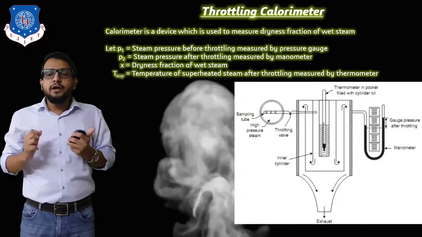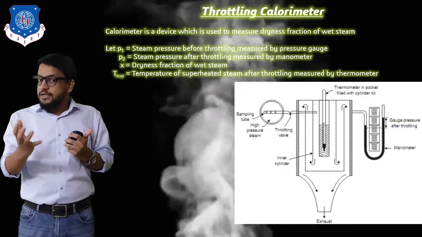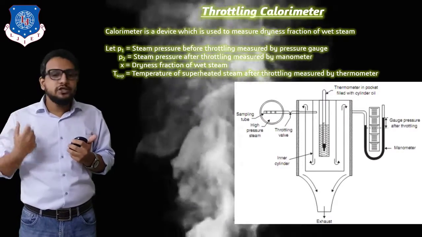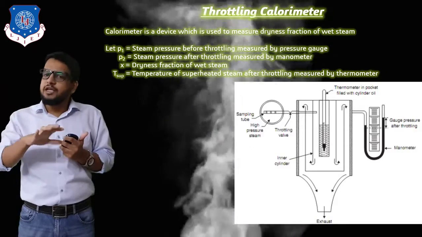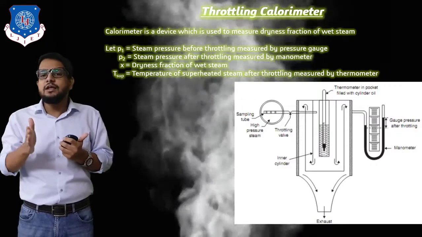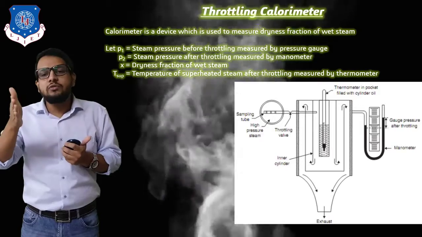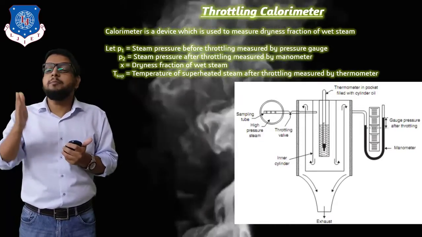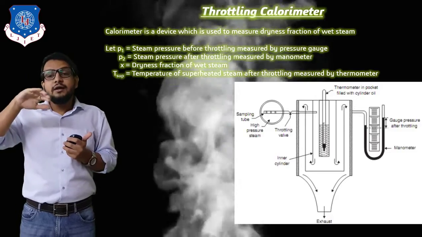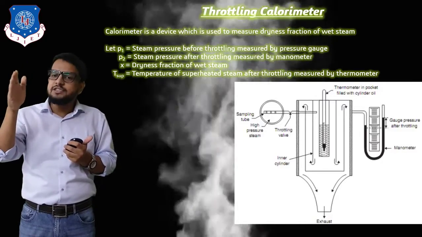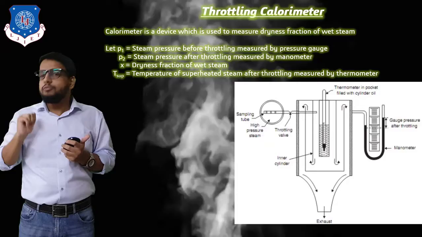and while flowing through it, the heat transfer will take place from the high temperature steam to the low temperature water. The temperature of the water will increase till a thermal equilibrium is established, and finally the thermometer is going to note down the temperature, that is T_sup, the temperature obtained by using the thermometer. Okay, and finally that high pressurized superheated steam will enter into a U-tube manometer.